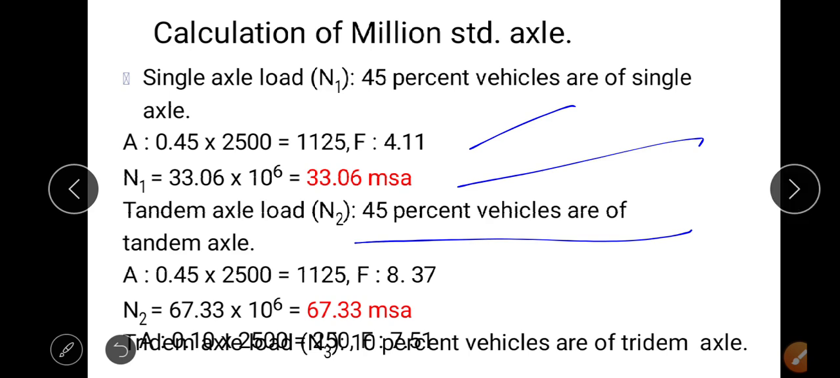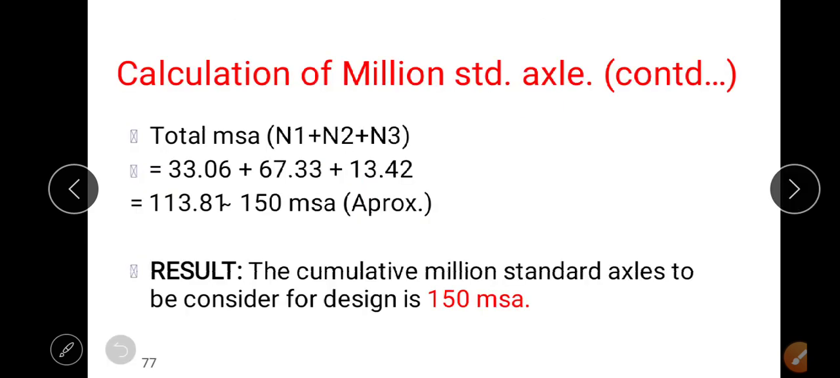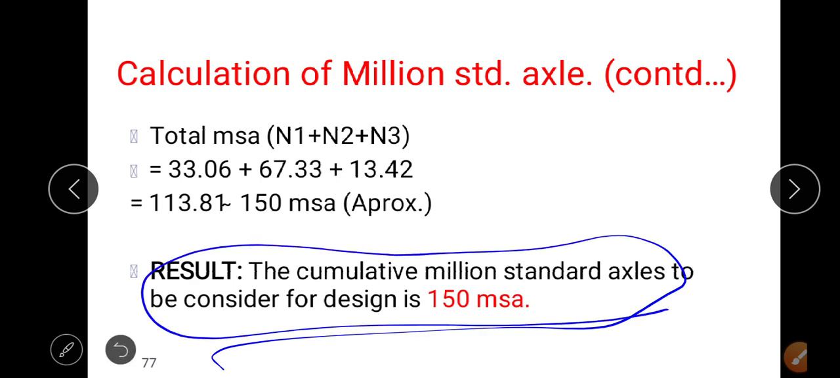Okay. Calculation again continued. Total MSA is equal to N1 plus N2 plus N3, 33.06 plus 67.33 plus 13.42. Total will be equal to 113.81. That is almost rounded off to 150 million standard axles approximately. Result, the cumulative million standard axles to be considered for the design is 150 MSA.